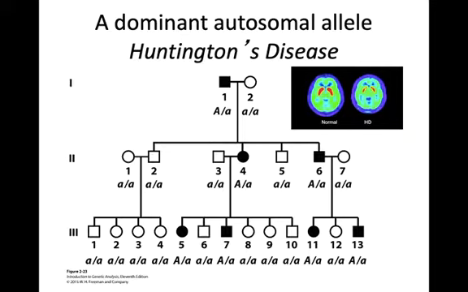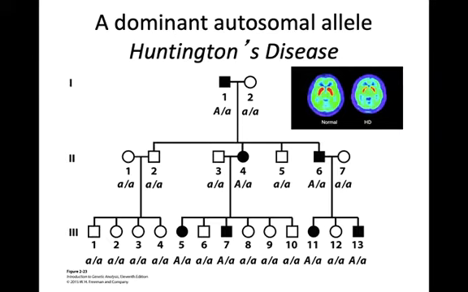Okay, so the way we break this down is we look at common patterns of inheritance. And the first one we'll discuss is a dominant mutation that resides on an autosome. By autosome, I mean not on a sex chromosome. And probably one of the most famous diseases caused by a dominant disease allele is Huntington's disease. Huntington's disease is a neurodegenerative disorder. It can hit you when you're in your 30s or 40s or 50s, and basically it causes the nervous tissues to break down.